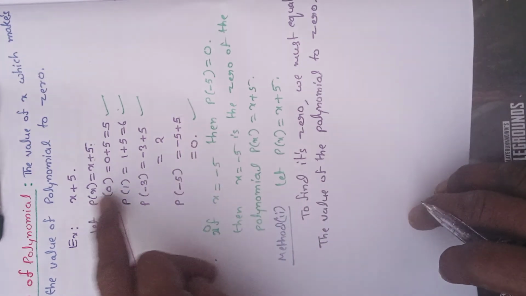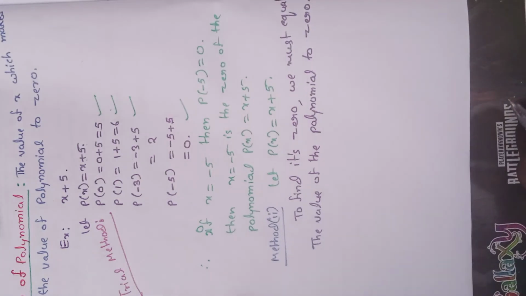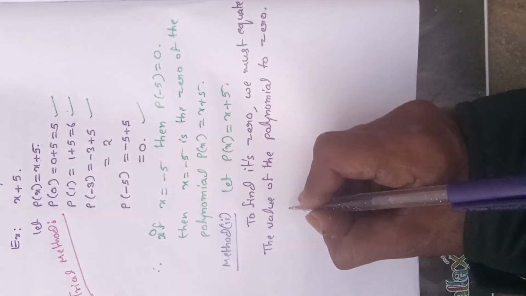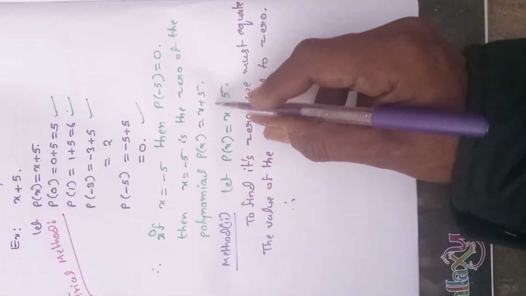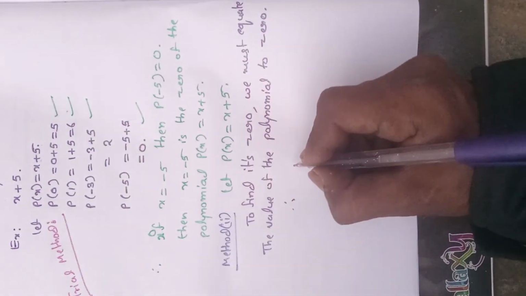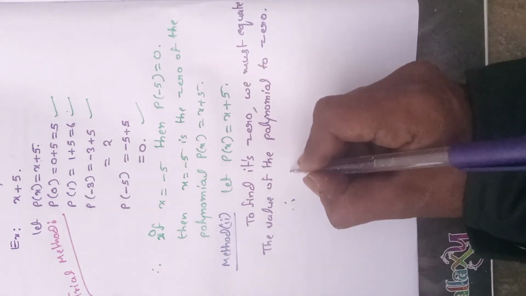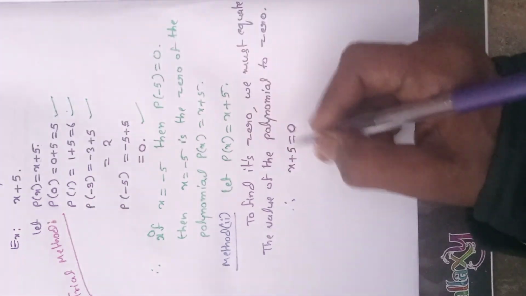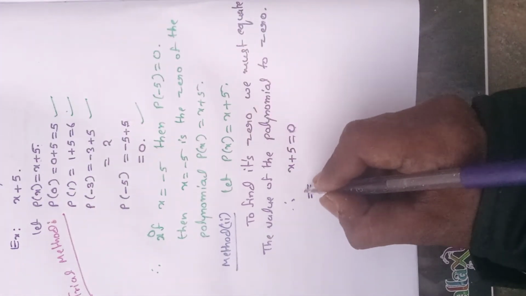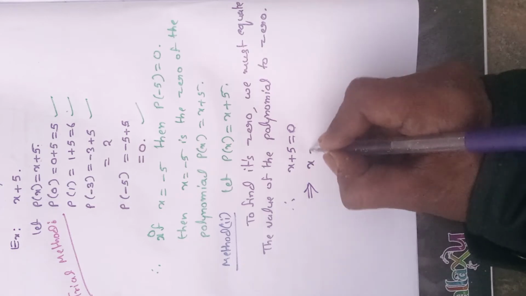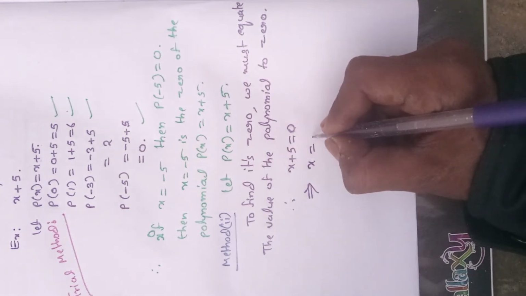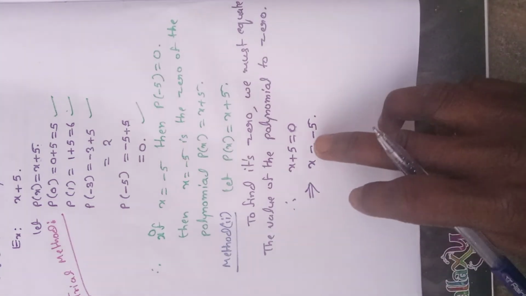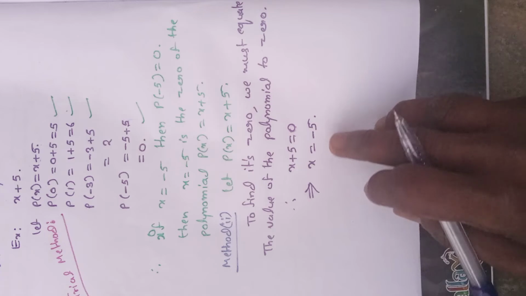I think definitely you will get x equal to minus 5 in this procedure also. Let us check it now. Look here carefully. If I equate the value of this polynomial to 0, you will get x plus 5 equal to 0. This is the polynomial I am equating to 0. Now I am going to solve this equation for the value of x. Then x equal to, if I send plus 5 to the right hand side, it will become minus 5. So what did you understand from it? If x plus 5 equals 0, then we will get x equal to minus 5.